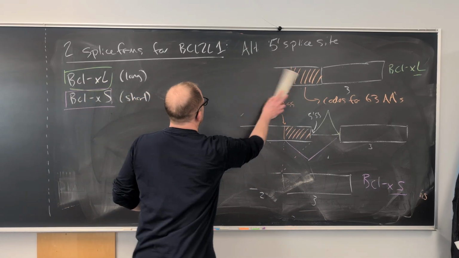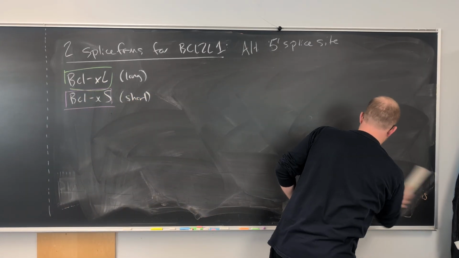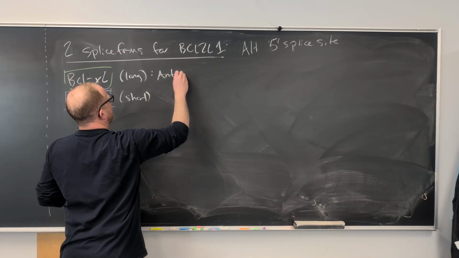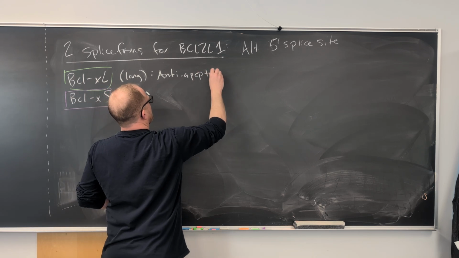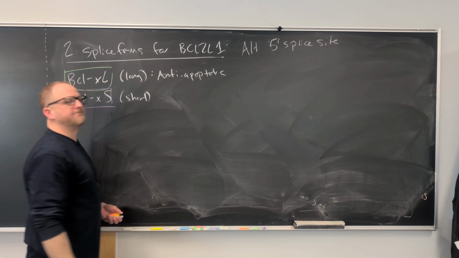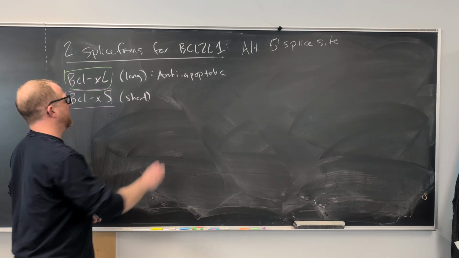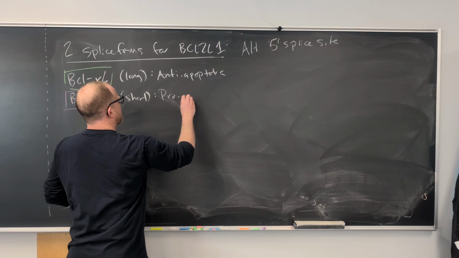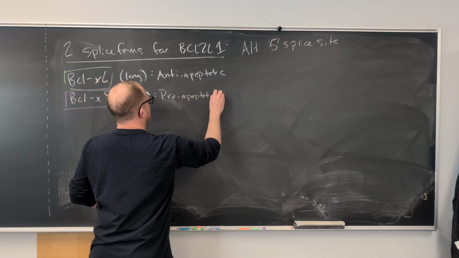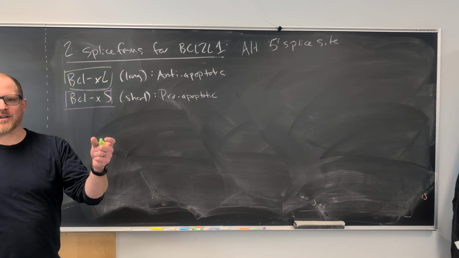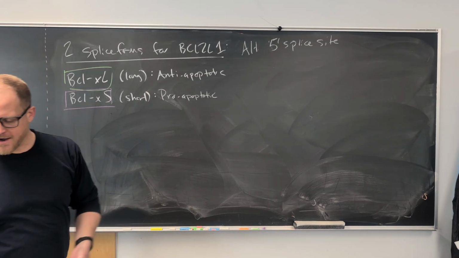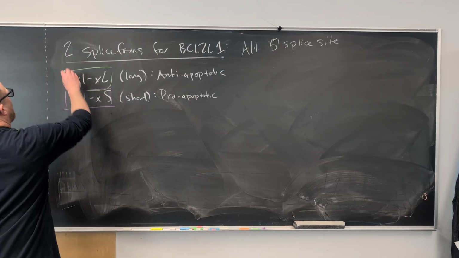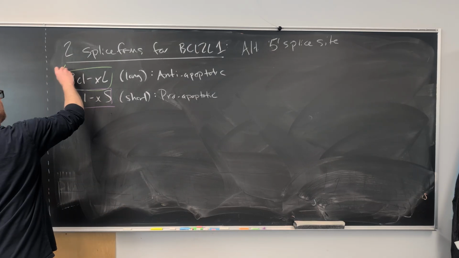So key here is that BCLXL is an anti-apoptotic protein. It prevents apoptosis from happening. Whereas BCLXS has a completely opposite function. This is pro-apoptotic. So these things function at a critical decision point for whether the cell undergoes cell death or not, right? So we'll focus on a situation in which BCLXL is present first.